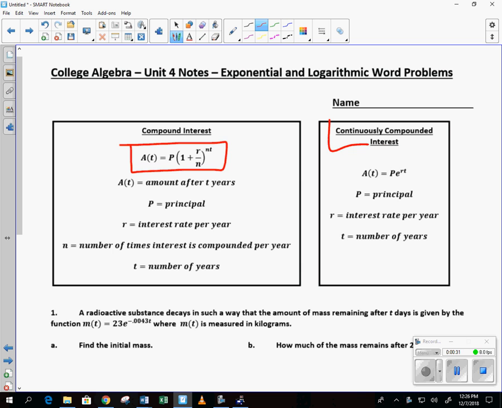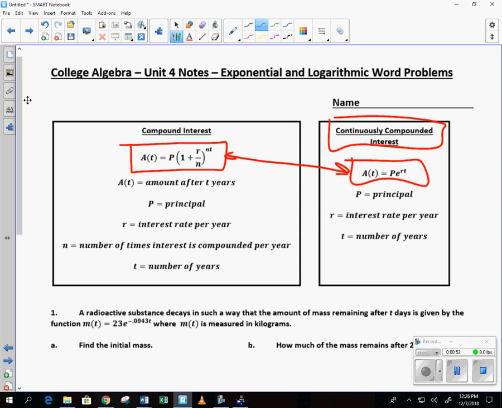But this is when it's continuously compounded. What's the big difference between these two formulas? What do you notice? What stands out? Yeah, this one's got the 1 plus the R over N. This one's got the E, right? So when stuff is compounded continuously, we use this formula.